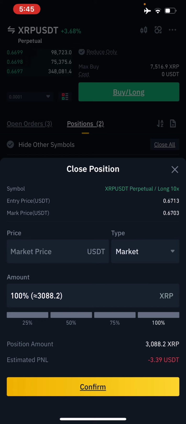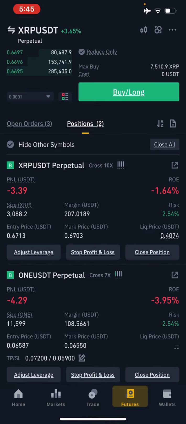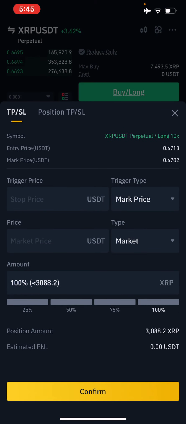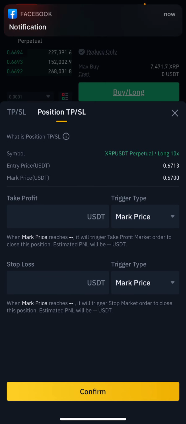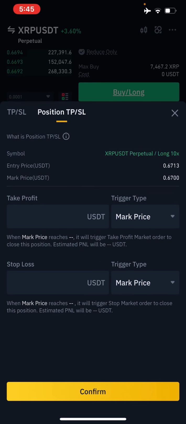I just want to let the market be. I want to see where the market is going. That's a very good idea, so I'm not going to close the position right now. So we're going to tap on the stop profit and losses. When you tap on it, you swipe to the right, and it's going to change to the position TP and SL. TP means take profit, SL means stop loss.